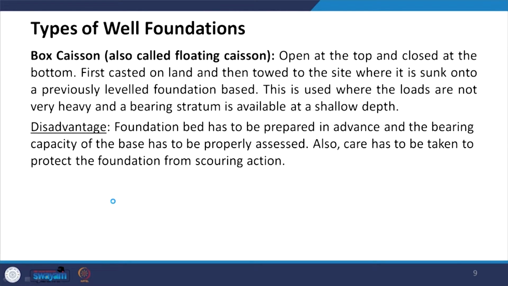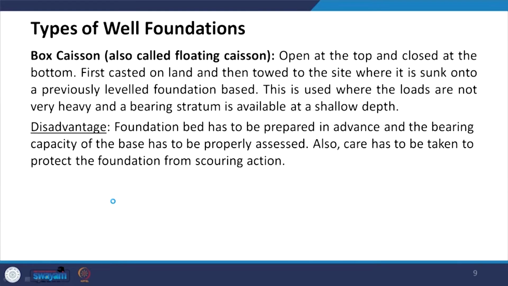Compared to this, the open caisson is cast at the site itself, but the box caisson is cast somewhere else and then towed to the site. As a result, you cannot have great height for these caissons; they can be used only up to a limited shallow depth. That is one disadvantage of the box caisson, and another thing is that you require a bearing stratum.